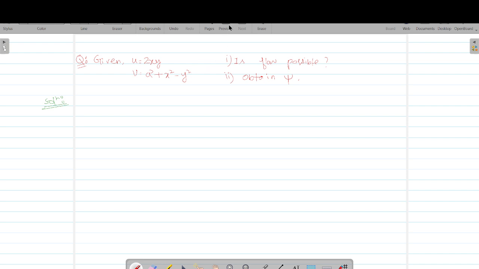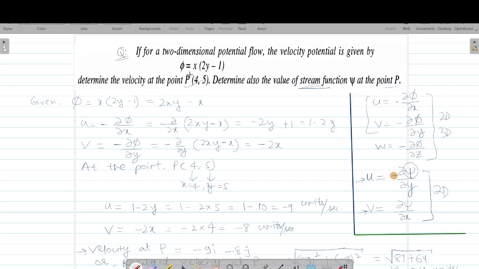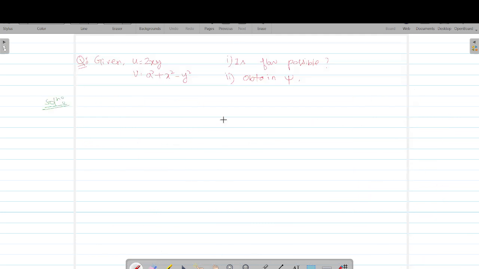Unlike the other case, where we had a potential function, it can also be a stream function, no problem. Whether you are given a potential function or a stream function, you can certainly get the value for your u and v, and then you can use it for figuring out the other function which is not given. You just need to remember these equations, and you can also visualize it. Now let's get started with this.